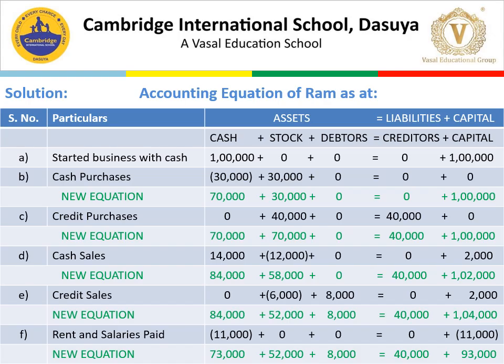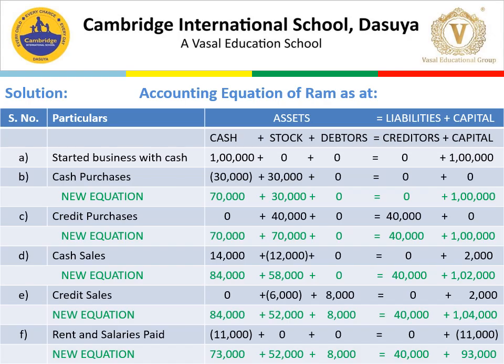The second transaction is related to cash purchases. With the cash purchases, the cash will reduce by 30,000 because cash goes out of the business and stock comes into the business. So it will increase the stock by rupees 30,000. So cash purchases affect a decrease in cash of 30,000 and an increase in stock of 30,000. There is no other effect on any item.